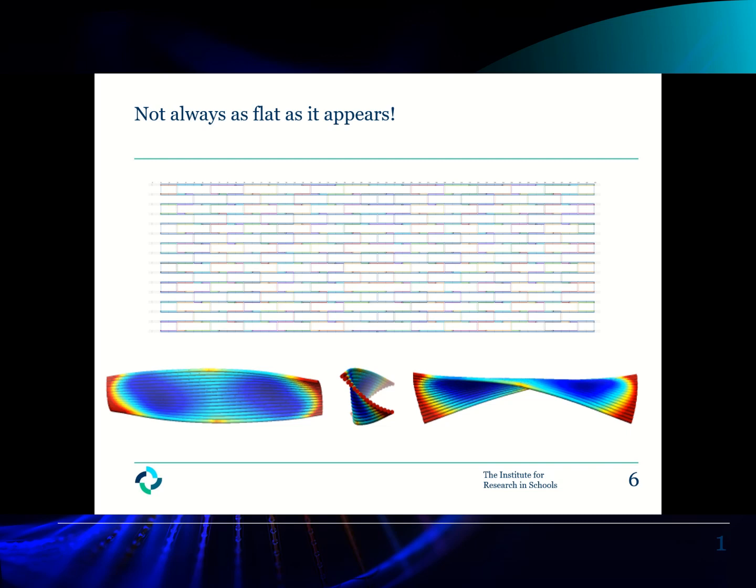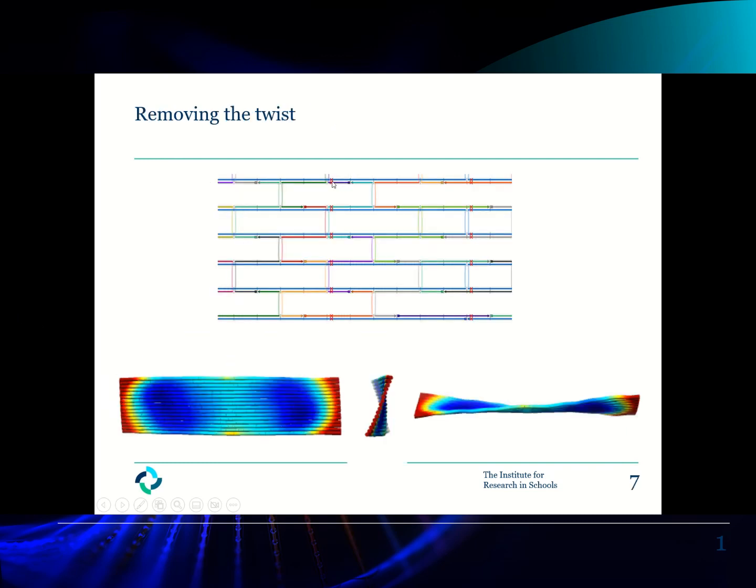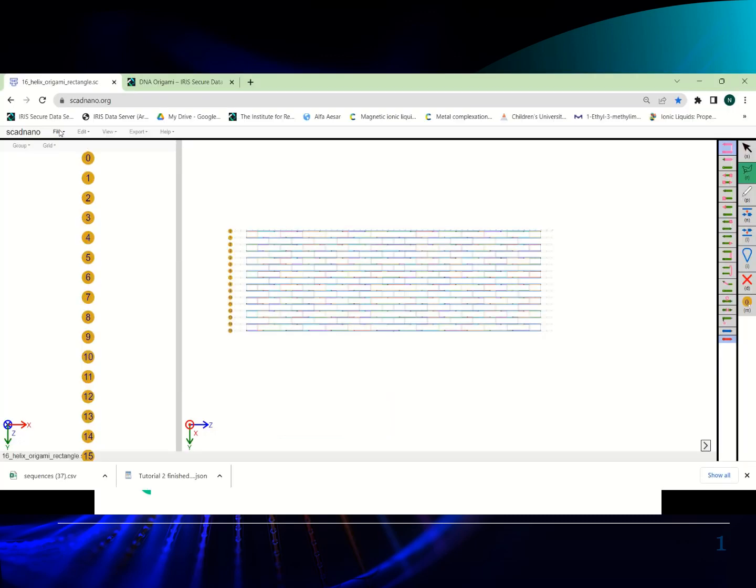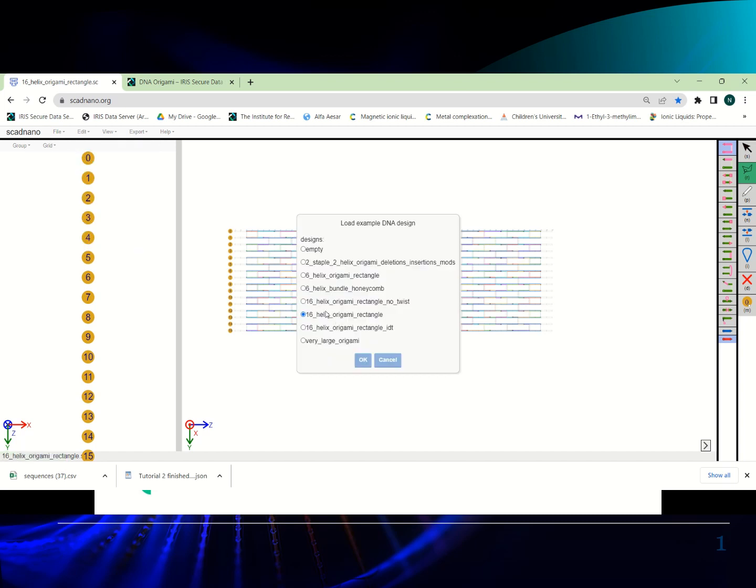What you can look at though is another example, that actually removing the twist can be done by adding or removing bases. In this case, here's our example from before. Again, this is an example that's found on the website under File, Load Example, and this is the one with no twists.